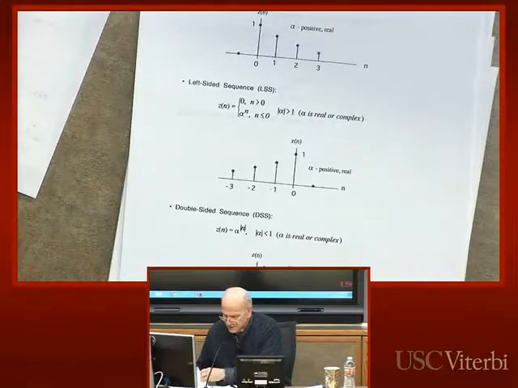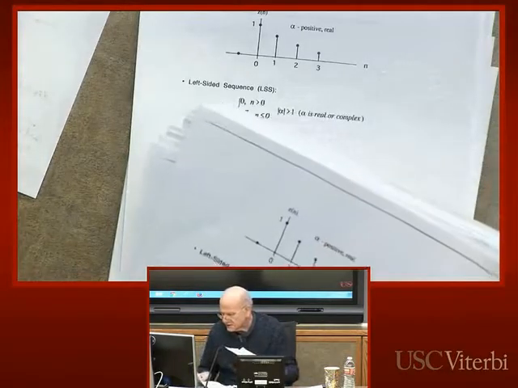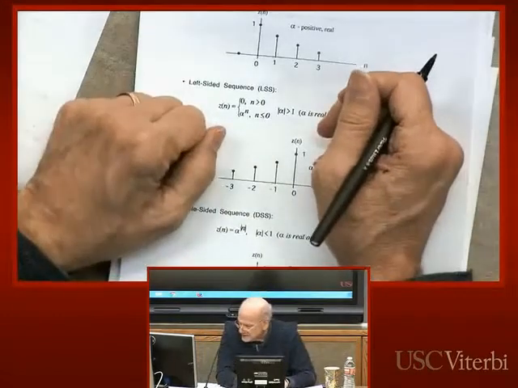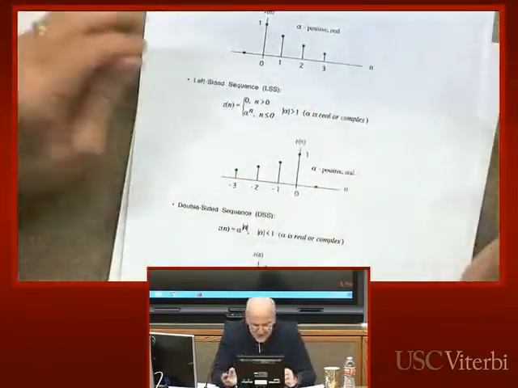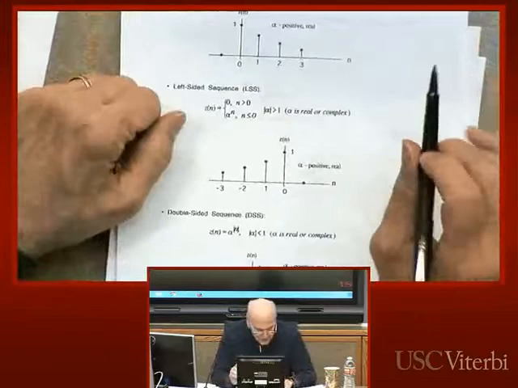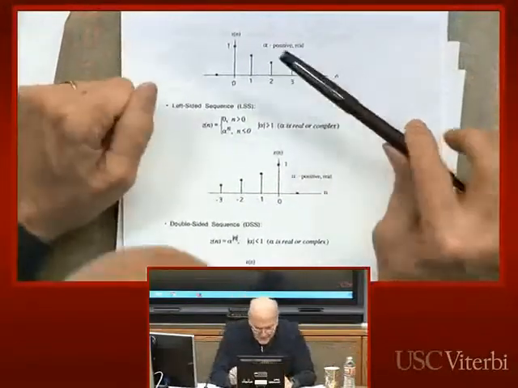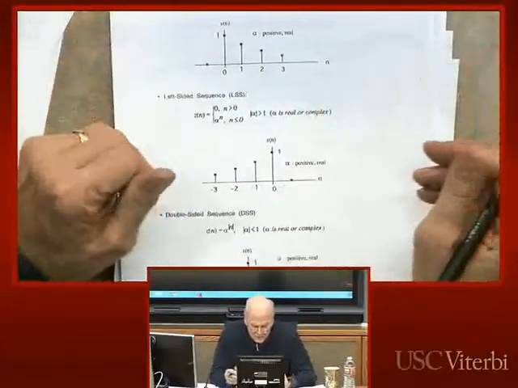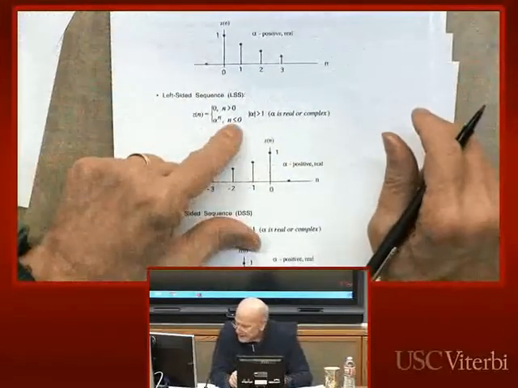So you might get a plot like this. Here's another one. This is the same except it's left-sided. And we will also deal with those. Typically in continuous time signals, you don't worry so much about left-sided sequences, especially impulse responses. But for this class, we will consider both. And here would be an example of a left-sided sequence, okay?